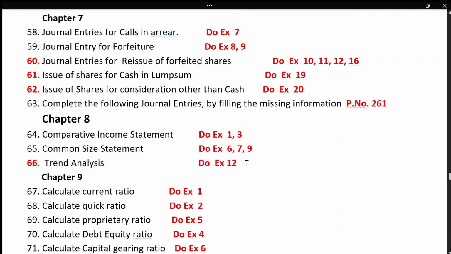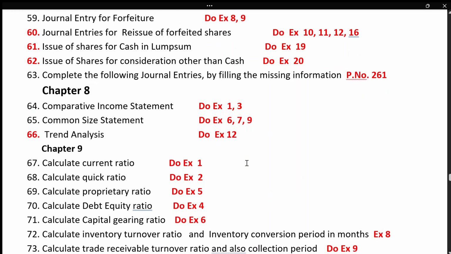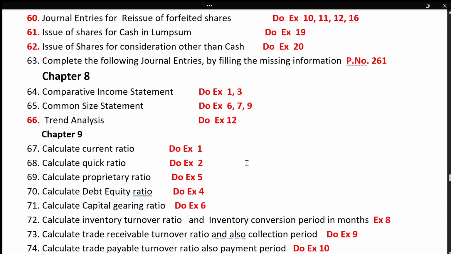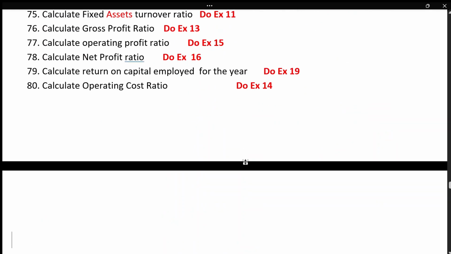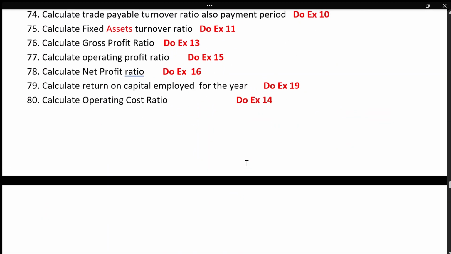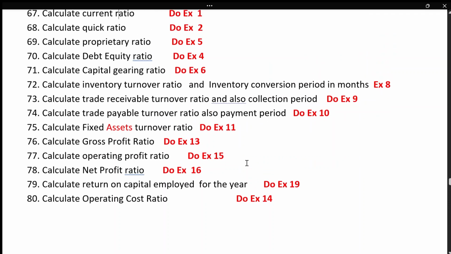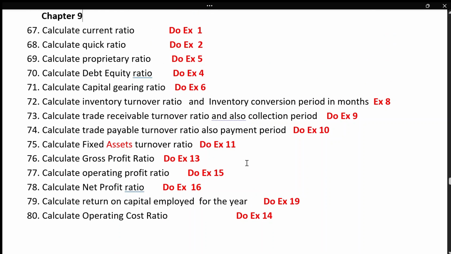And next, comparative income statement, exercise 1 and 3 may be asked in 3 marks. And common size statement 6, 7, 9, trend analysis, sum number 12. And in chapter 9, calculate current ratio, only one simple ratio will be asked to find. These sums which I have given here are very easy. Even the slow learners can work them out. You can first practice with the illustration and do the exercise sums by yourself.